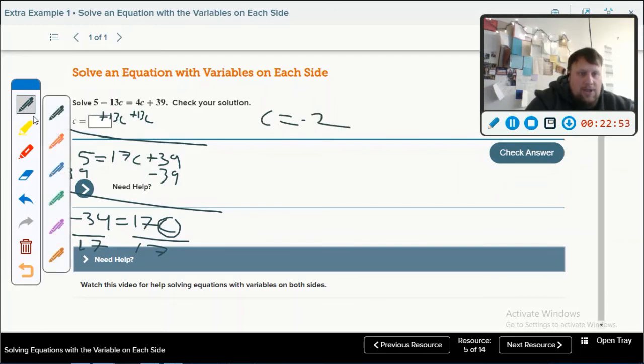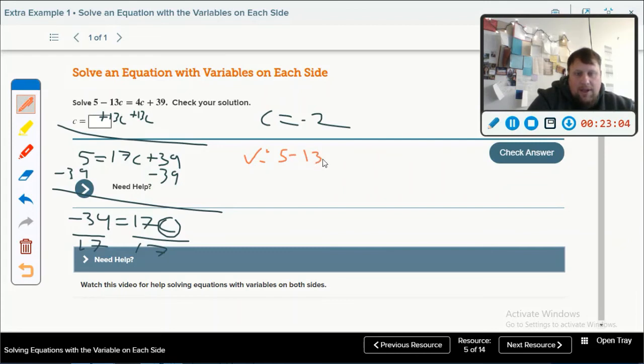Then it says to check it, so you know we're going to check it. Let's check it in red this time. Awesome. I'm going to have 5 minus 13 times negative 2 equals 4 times negative 2 plus 39. All right, what's negative 13 times negative 2? Well, that's positive 26, so I'm going to have 5 plus 26 equals 4 times negative 2 is negative 8 plus 39.